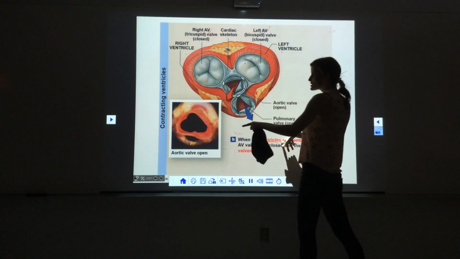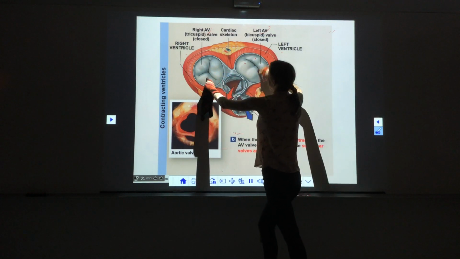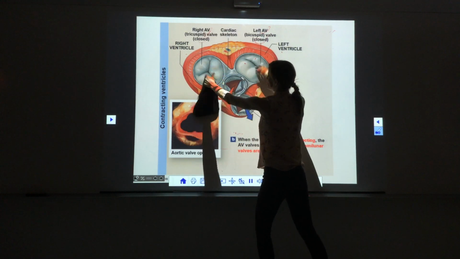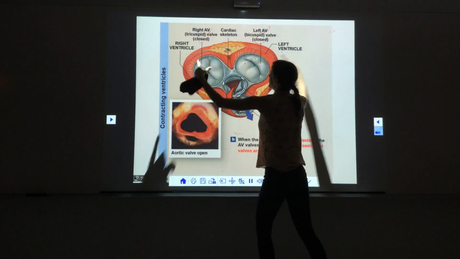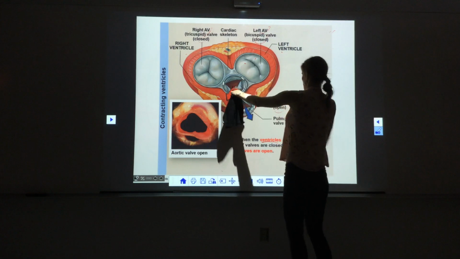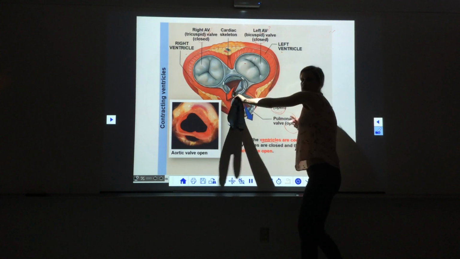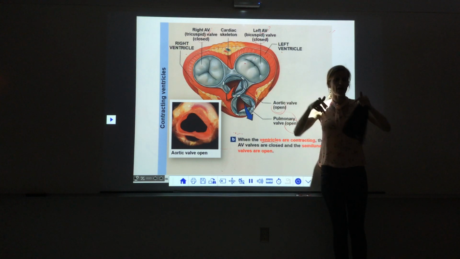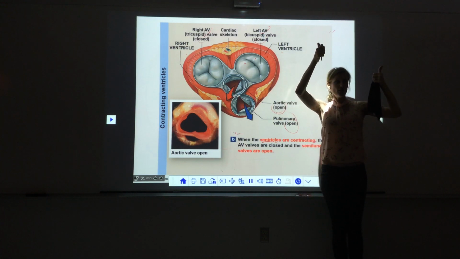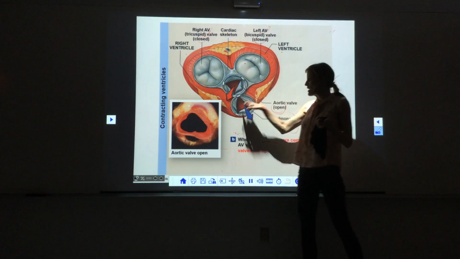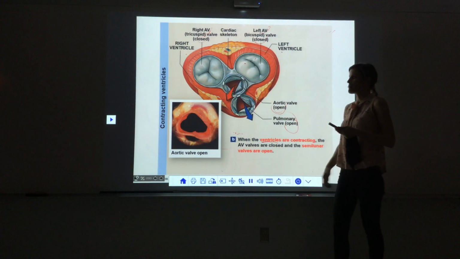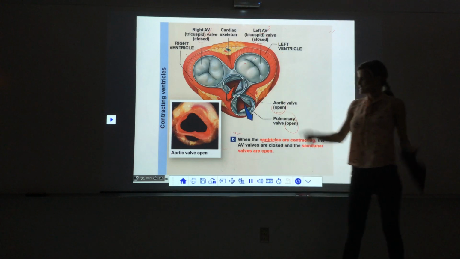So when the ventricles contract, that closes the AV valves because we don't want the blood to go backwards from the ventricle up into the atria, and that pressure opens the semilunar valves so that we can eject blood, right? Because remember, that's the whole point. The ventricles contract, we want to pump blood out. So we open up the aortic valve and the pulmonary valve so that blood can leave the ventricles and go out through the arteries to wherever it needs to go.